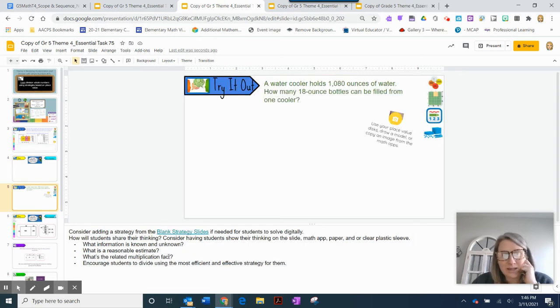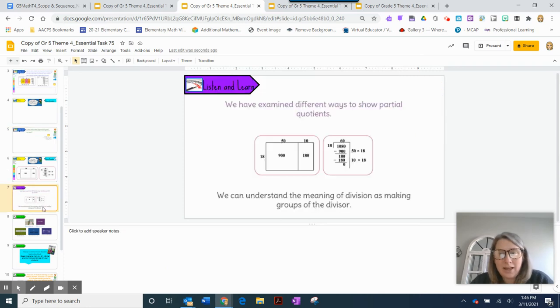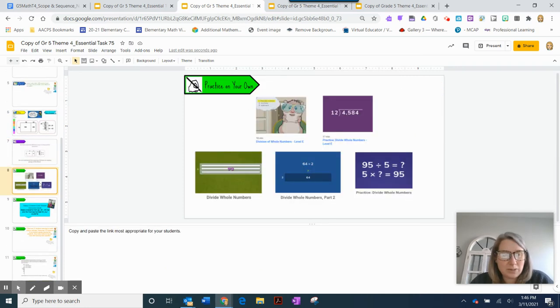We have another problem here, thinking about known information, unknown information, what is reasonable, and how it is related to multiplication. If you need a quick refresher on the importance of relating it to multiplication and that fact family to build that array or area model, I highly recommend going back to theme 1 in that first topic and checking that out, because you did a lot of work with that at the beginning of the year. And once again, we have some practice here.